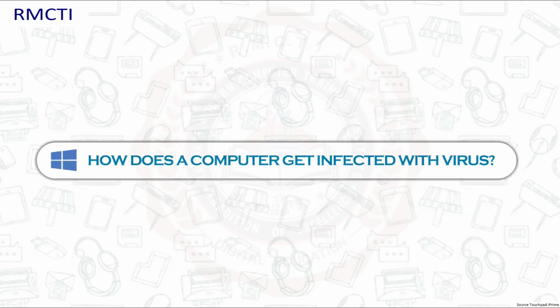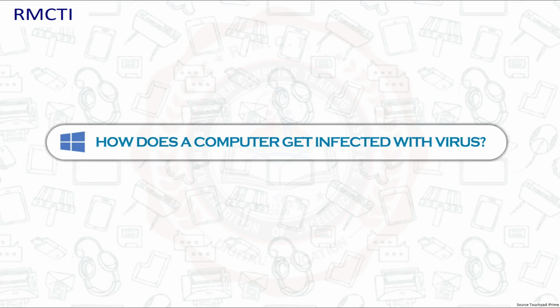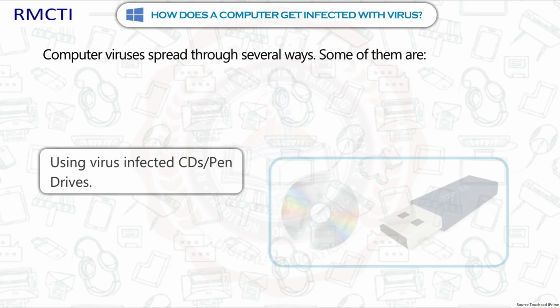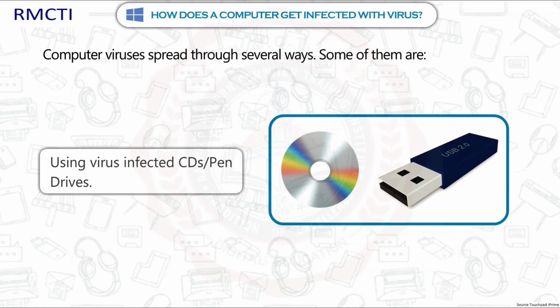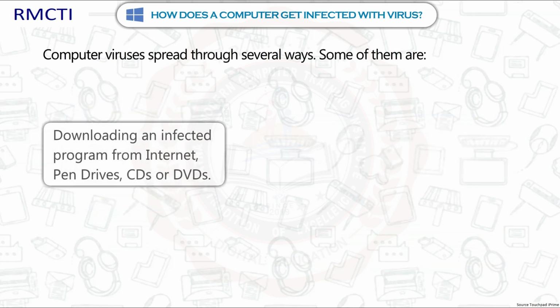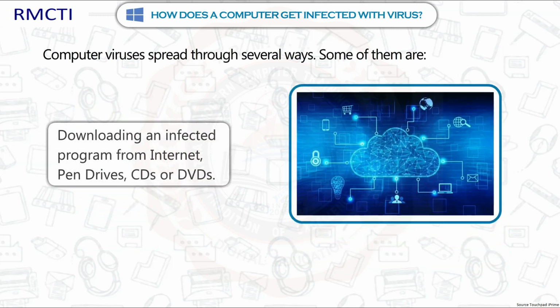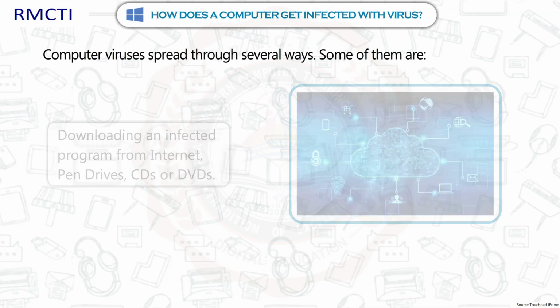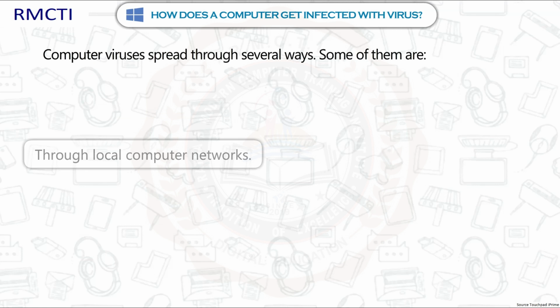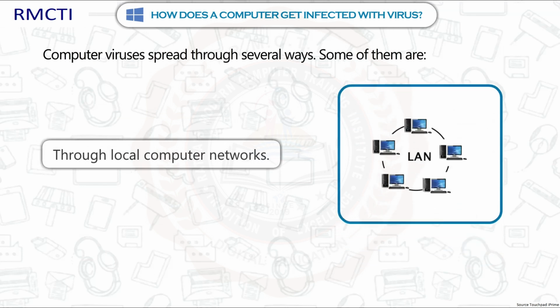How does a computer get infected with a virus? Computer viruses spread in several ways. Some of them are using virus-infected CDs or pen drives, opening an infected email attachment, downloading an infected program from the internet, running an infected program, which can be a game, screensaver, etc., and through local computer networks.